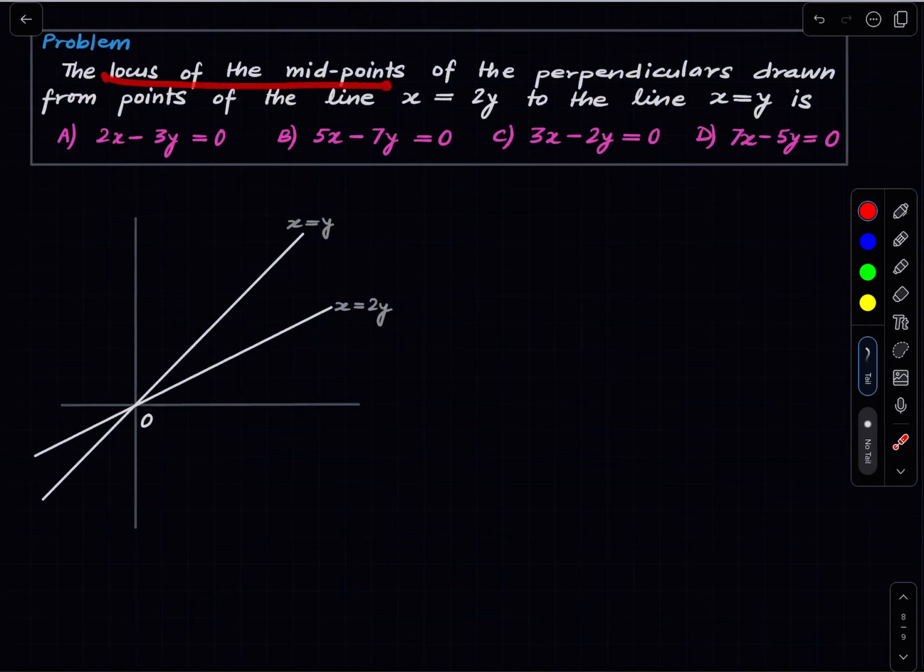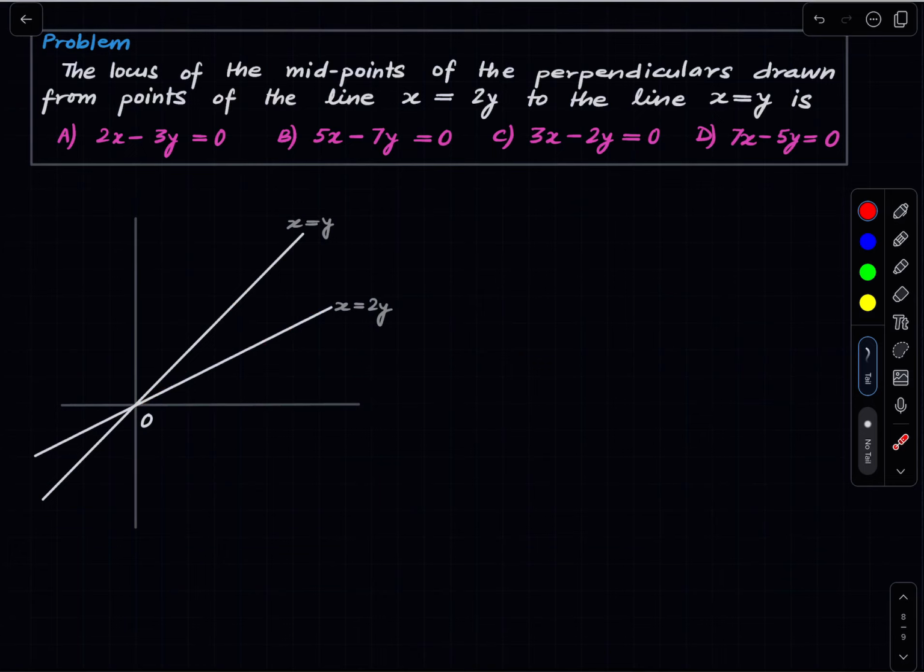All right, so I think this is the last problem. The locus of the midpoints of the perpendiculars drawn from points of this line to that line. So what is the question? You pick a point on this line, you drop a perpendicular, you take the midpoint. You take another point, drop the perpendicular, take the midpoint. And you keep doing this. You will accumulate a set of points, and finding the locus just means describe those set of points.